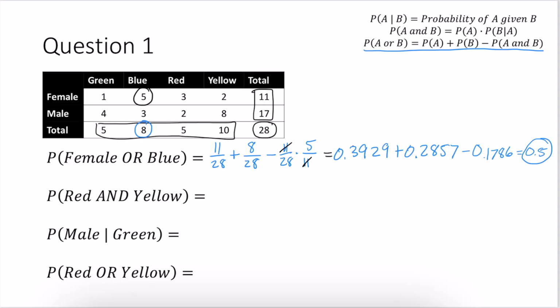For the next one, if you're finding the probability of choosing a student whose favorite color is red and their favorite color is yellow, I'm going to show this with the formula method, and then we'll talk about how you could also just think through it logically. Because the probability of choosing a student whose favorite color is red and yellow will be the probability of choosing a student whose favorite color is red, which is 5 out of 28. And then I'm going to multiply this by the probability that I choose a student whose favorite color is yellow, assuming that I choose a student whose favorite color is red.